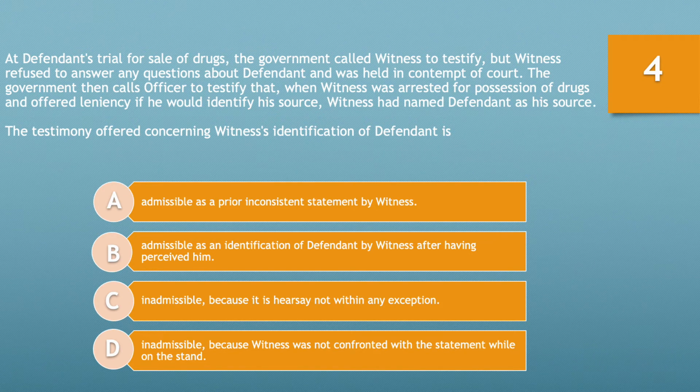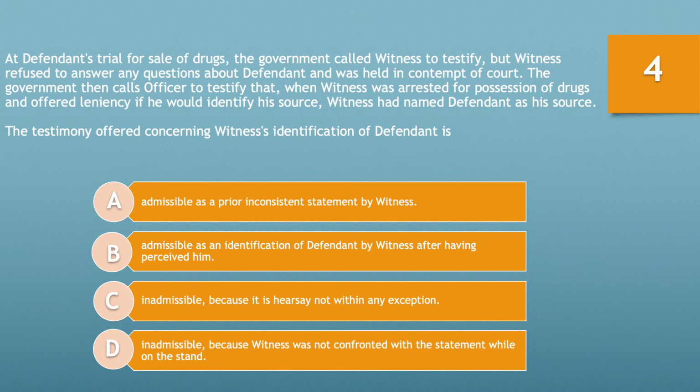Question number 4. At defendant's trial for sale of drugs, the government called witness to testify, but witness refused to answer any questions about defendant and was held in contempt of court. The government then calls officer to testify that when witness was arrested for possession of drugs and offered leniency if he would identify his source, witness named defendant as his source.